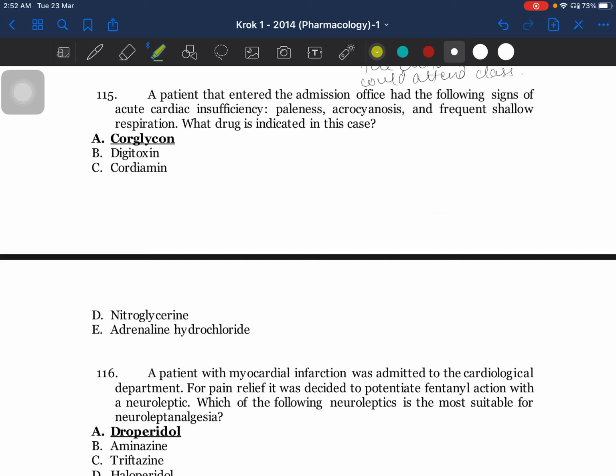I've told you earlier, in previous videos where I told you about the digitalis groups and the strophanthus group. There I told you that in Krok, whenever you will be asked about the acute cardiac insufficiency or acute right ventricular insufficiency or acute left ventricular insufficiency or acute heart failure, you will look for the drug that is corglycum. Whereas in the case of chronic, you will look for digitoxin or digoxin. Okay.